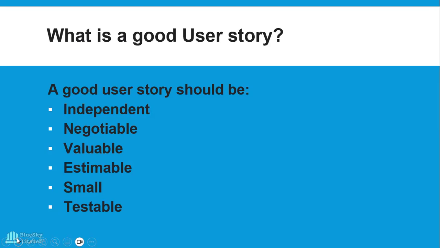Okay, now if they're small enough, it will make it easier to estimate, because when they're too big, your estimates will be off. It will be way off, and you find out that you've not finished the story. You're carrying it over into a new sprint. But if you've done your work well and your user story is small enough, it'll be easy to estimate, and you'll be able to complete it within your 2 week sprint. The final one there says testable.